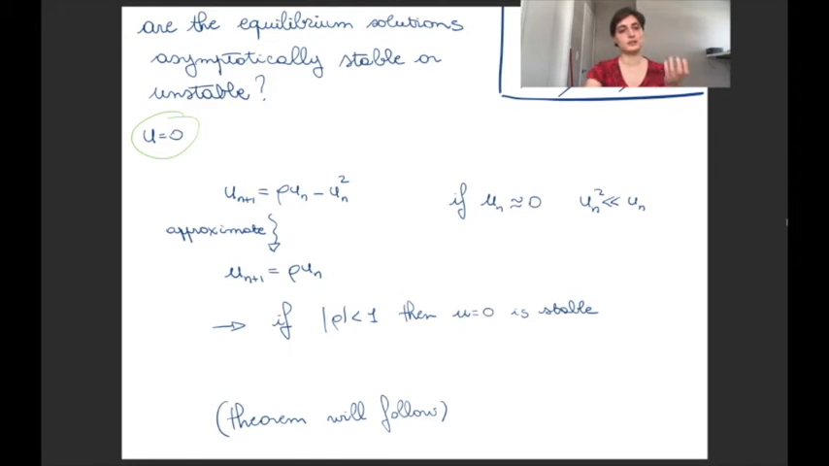So we have that u equal to 0 is always an equilibrium solution, but it is asymptotically stable only for absolute value of rho smaller than 1. So if we start with a rho that is too big, even if we're really close to u equal to 0, we're not going to be going towards u equal to 0. While if we start with a rho that is small enough and close to u equal to 0, then our population will tend to 0.